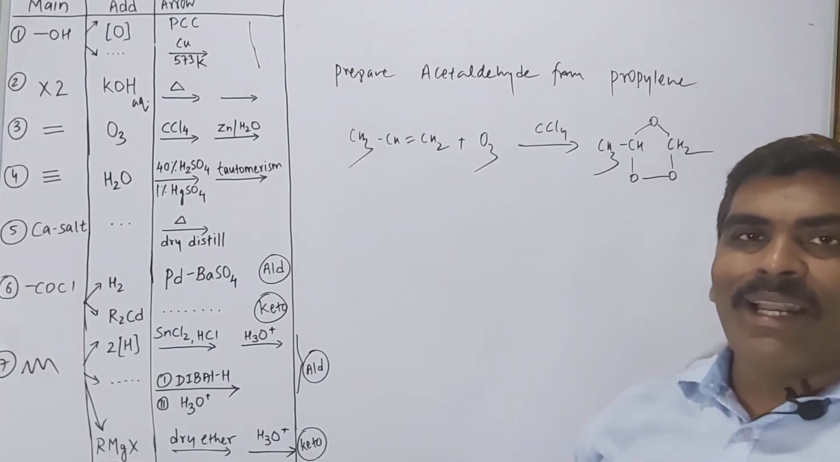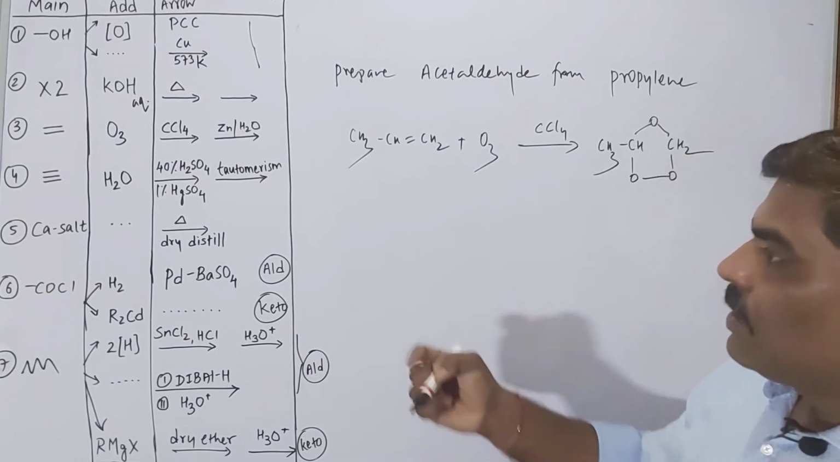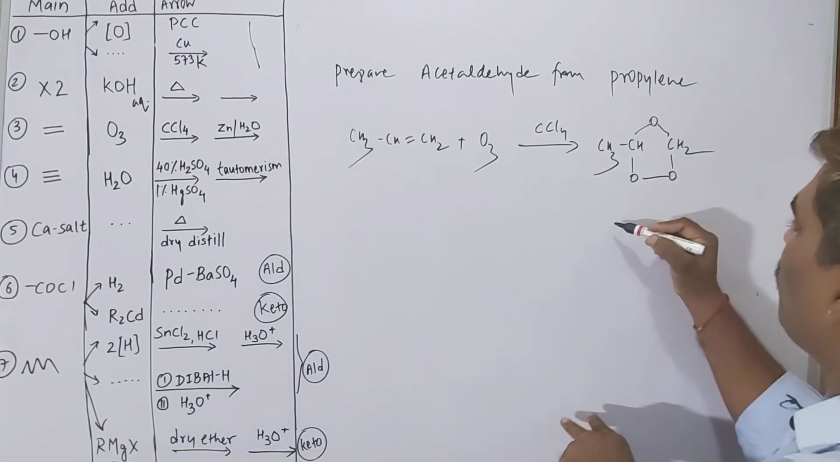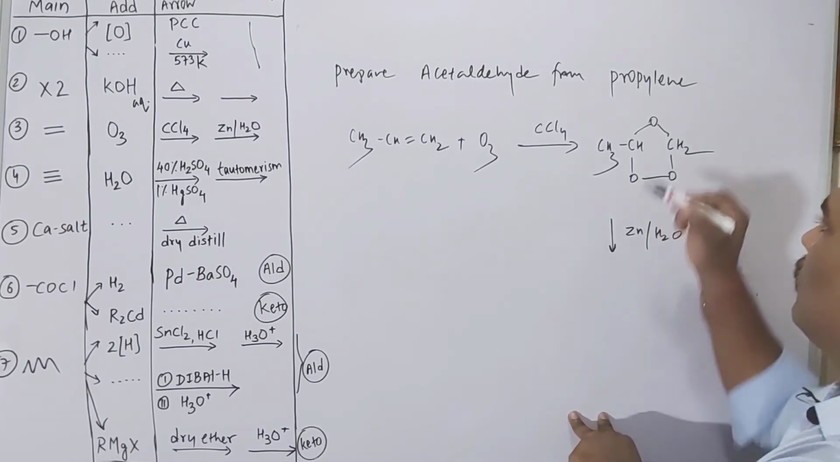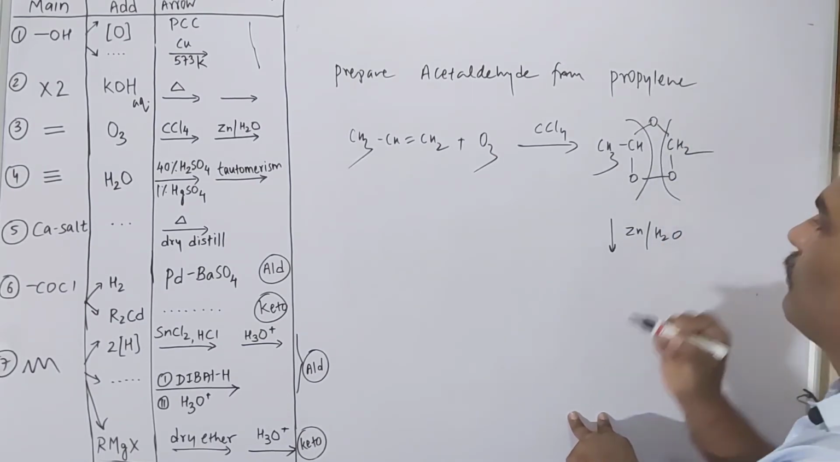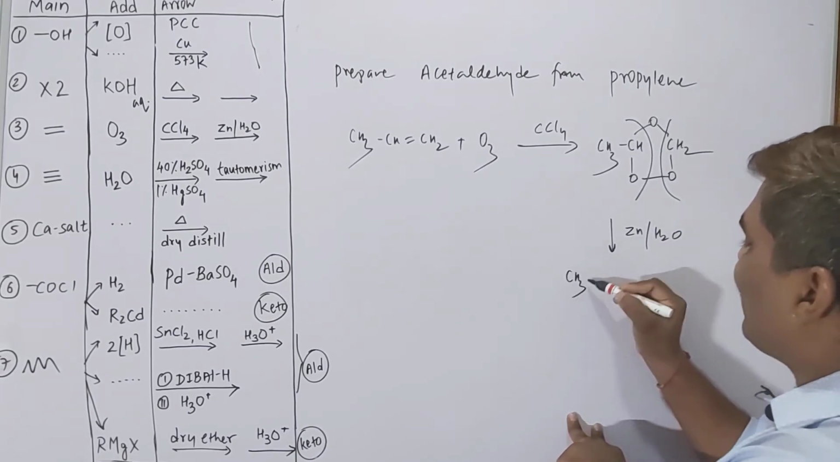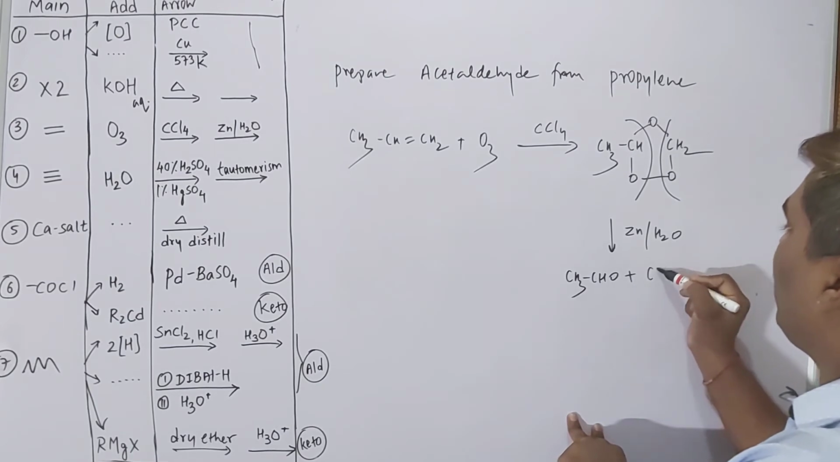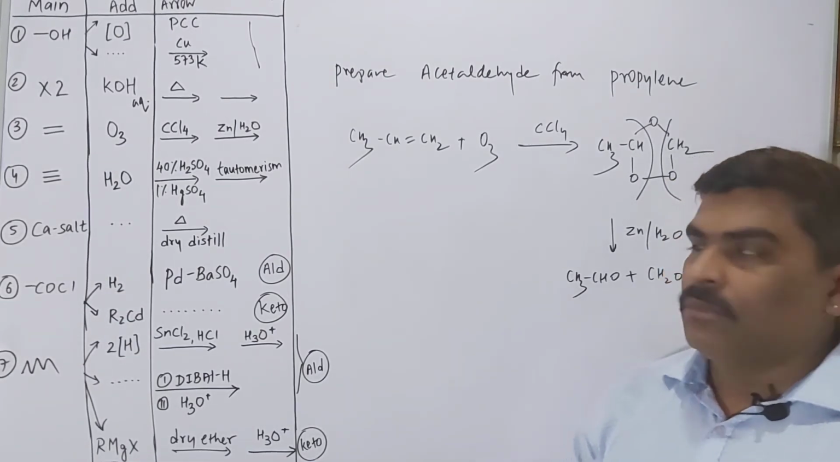You have to draw a house-like structure. And then further, we have to put Zn and water here. So this bond breaks here, and you'll get two products, acetaldehyde and formaldehyde.